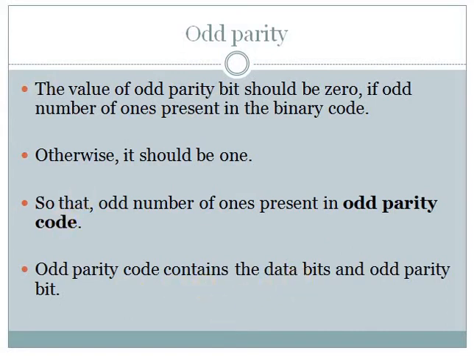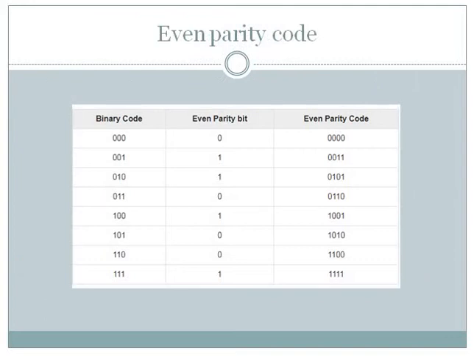See, here in the even parity code, an even number of ones are present. This 0 is the even parity bit. Here only 2 ones are present, and 2 ones means even parity. Here also 2 ones, even parity. Here also 2 ones, even parity bit is present. So this is how you identify whether it is an even parity bit or an odd parity bit.